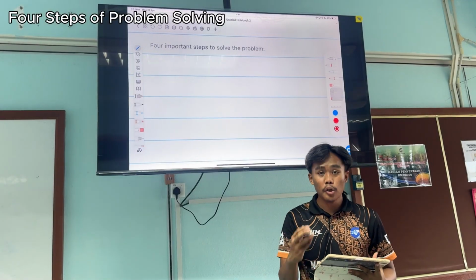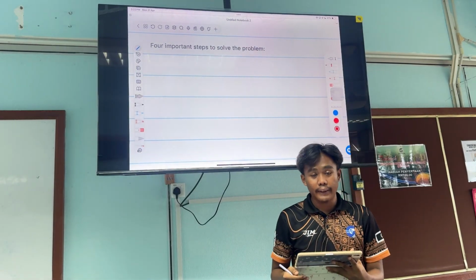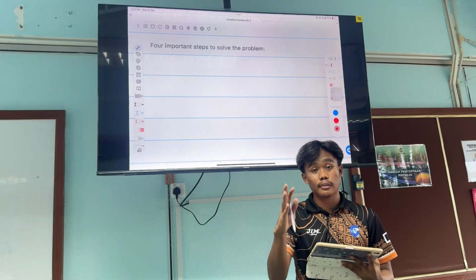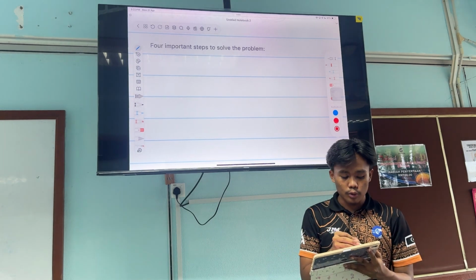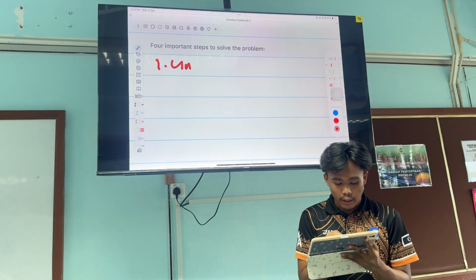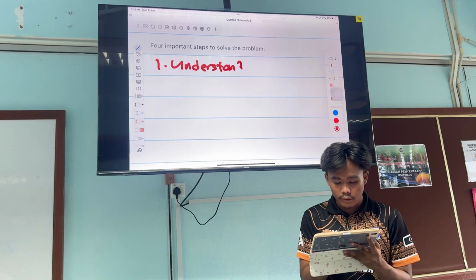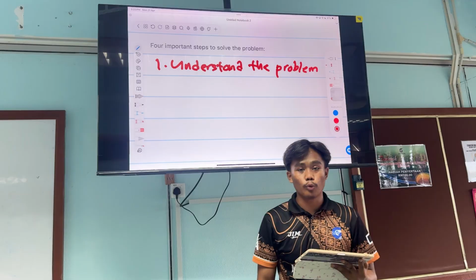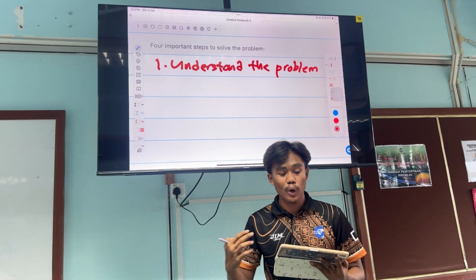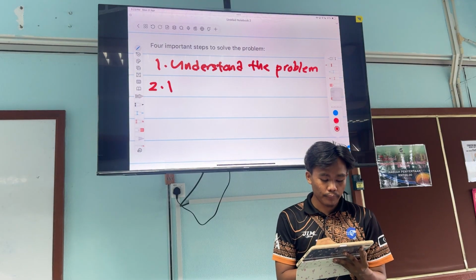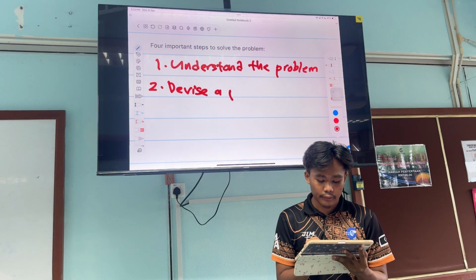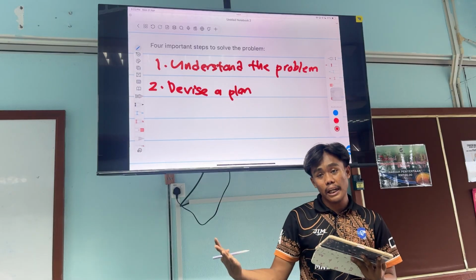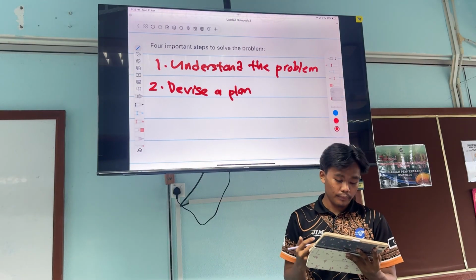Okay students, in order to solve this problem or any other problems, there are 4 key steps that we can refer to, based on the Polya strategy. First, we need to understand the problem. Understanding the problem is very important because we need to comprehend what the question wants. Second, we need to devise a plan. We need to arrange the strategy that we want to use, either guess and check, use algebra, draw a diagram and many more, or even make a table.